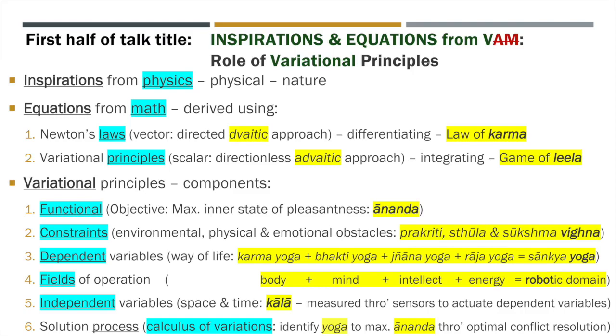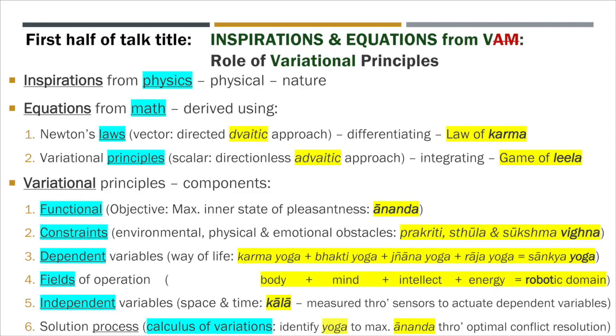So constraints are like vignas or obstacles, and these are of 3 types. The environmental ones, which are called Prakriti Vigna. Then you have the physical obstacles, which could be the loading in a mechanical situation, for example, the Sthula Vignas, and those which are much more subtler, which are the Sukshma Vignas. In the case of student life, it could be emotional obstacles. In the case of a mechanical system, it could be obstacles coming from the control characteristics.